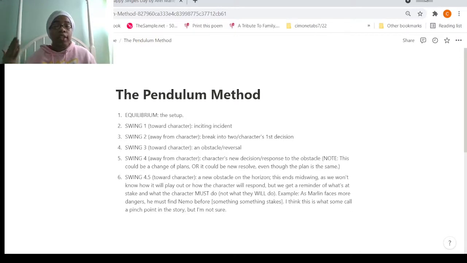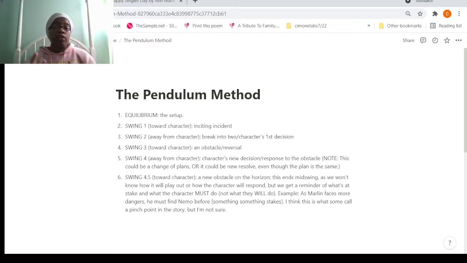Okay. So the idea with the pendulum method is that every time something in your story happens to your main character, also known as the protagonist, that is a pendulum swinging toward them. And every time they do something in response, that's the pendulum swinging away from them. And so you want to have about 4.5 swings. You want to end in the middle of the fifth swing.